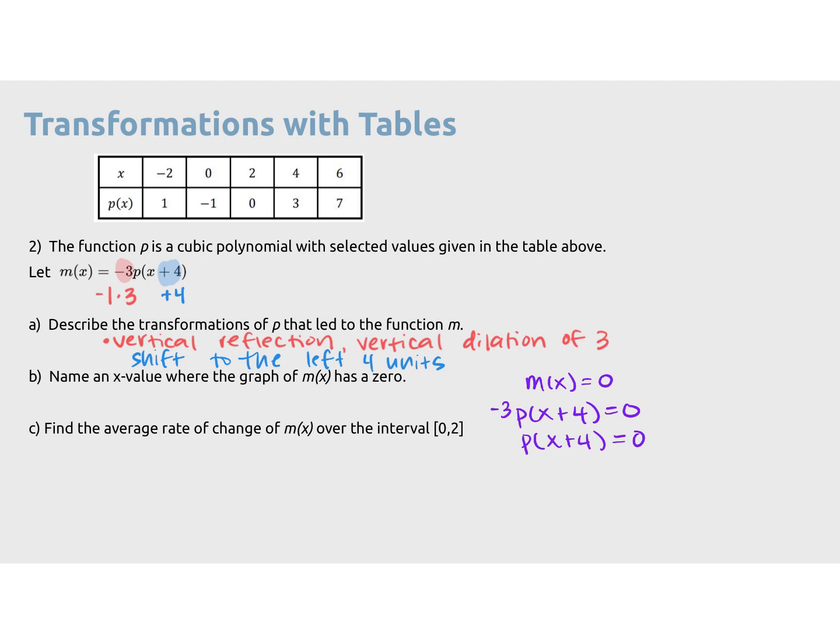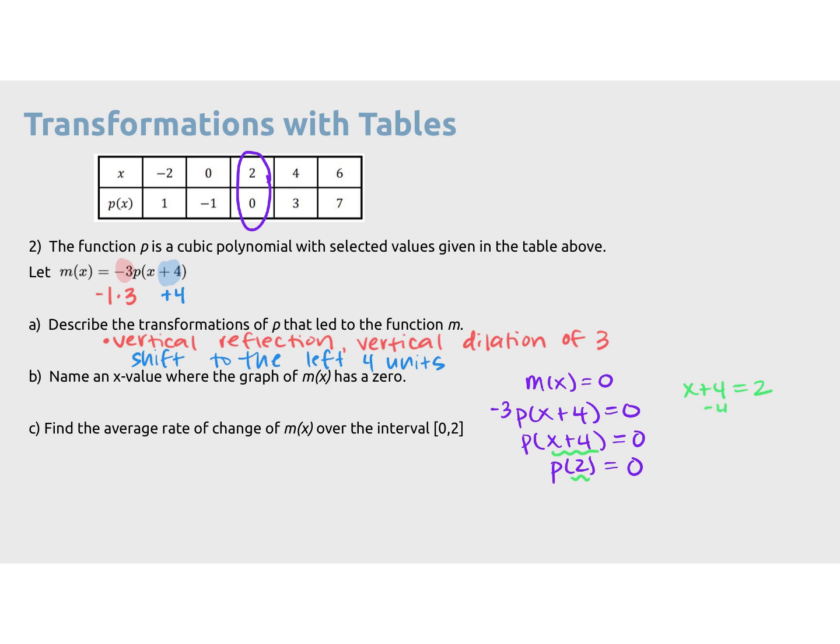So I'm going to look on my table, where is function p equal to 0? And I see right in the middle there, when x is equal to 2, our output for function p is 0. So p of 2 is equal to 0. So that means I want x plus 4 to equal 2. I'm solving backwards to figure out what that input should be so that the inside of function p ends up equaling 2, so that the output ends up equaling 0.